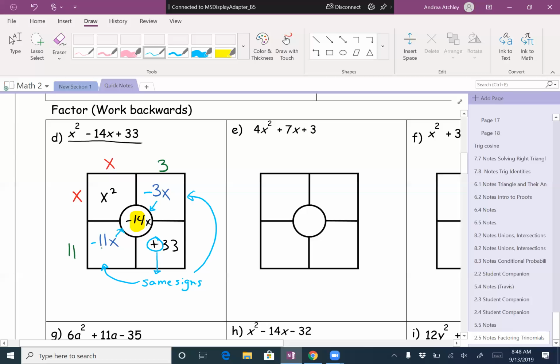So if the negative 3 and negative 11, that does give me negative 14. So I did it right the first time. This one was an easier one. That means this 3 is negative, and this 11 is negative.